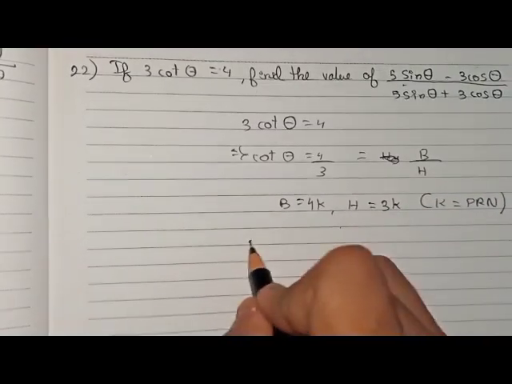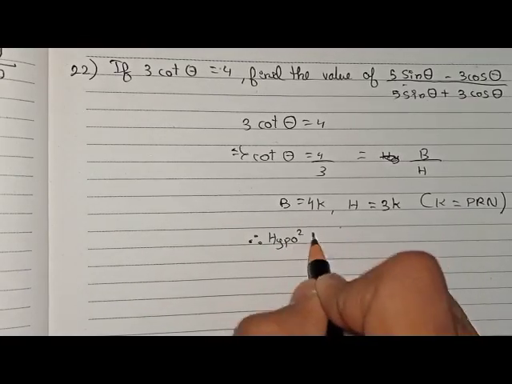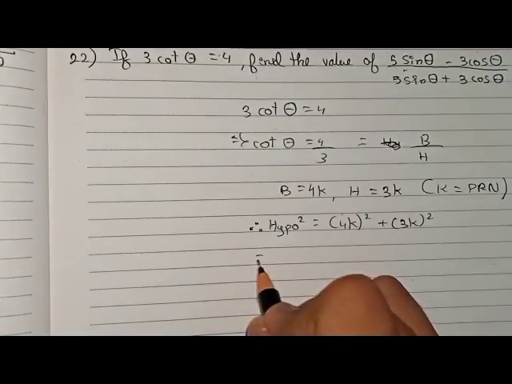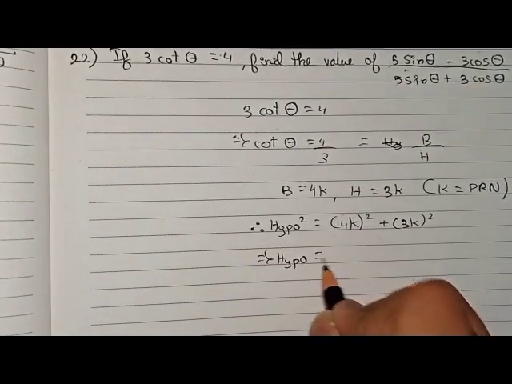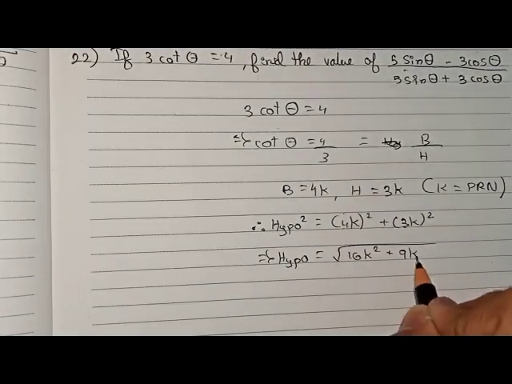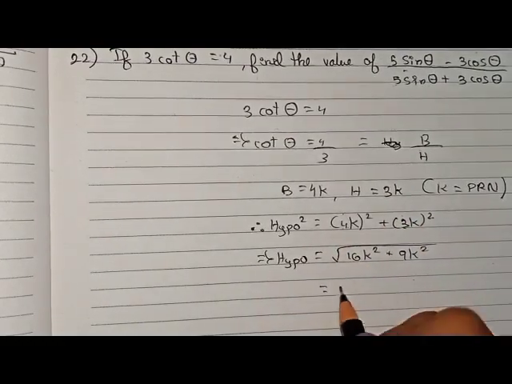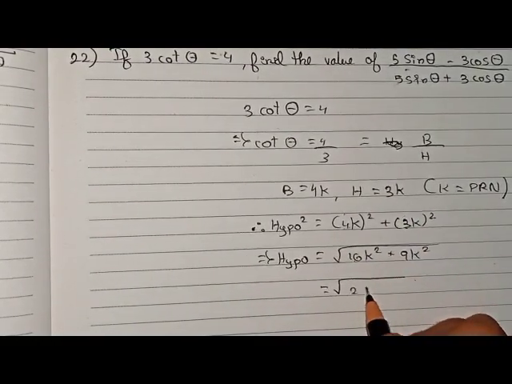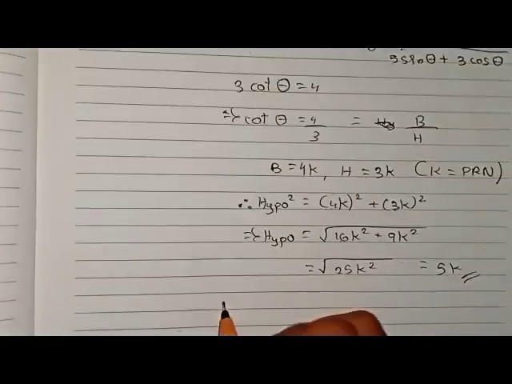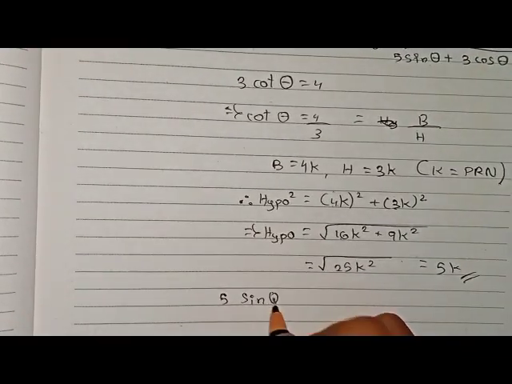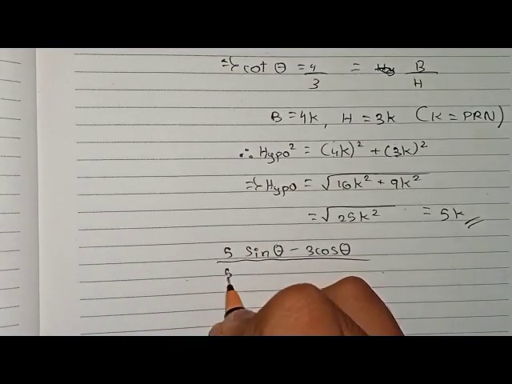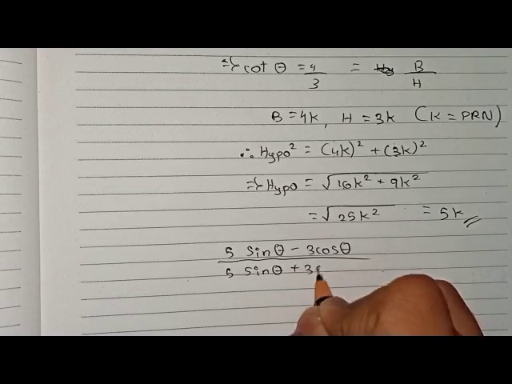You will find out the hypotenuse from here. Hypotenuse is root over 4k square plus 3k square, equal to root over 16k square plus 9k square. 3 square is 9, 4 square is 16. So 16 plus 9, 25k square, so it is equal to 5k. Hypotenuse is equal to 5k. So I will have to find out the value of 5 sin theta minus 3 cos theta by 5 sin theta plus 3 cos theta.